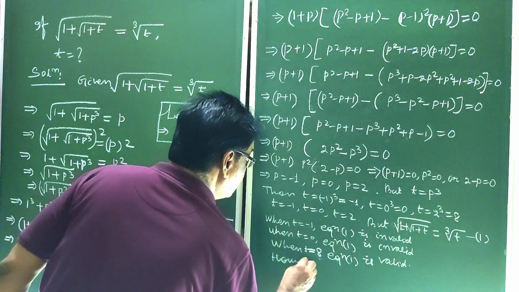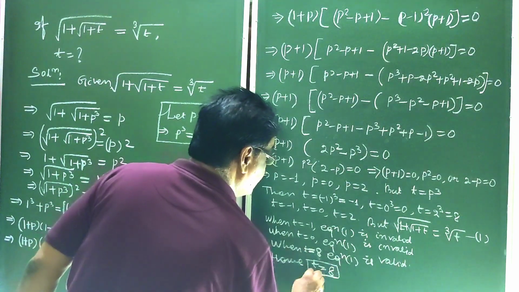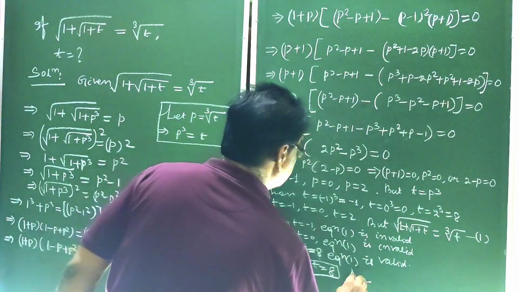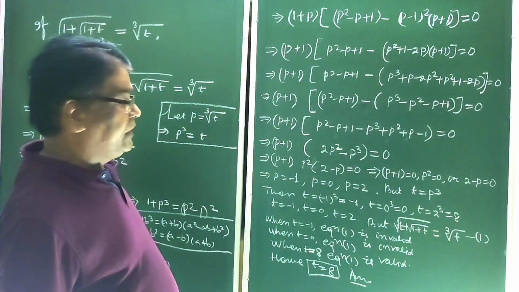Hence, the final value of t is equal to 8. Answer. So finally we get the value of t is equal to 8.